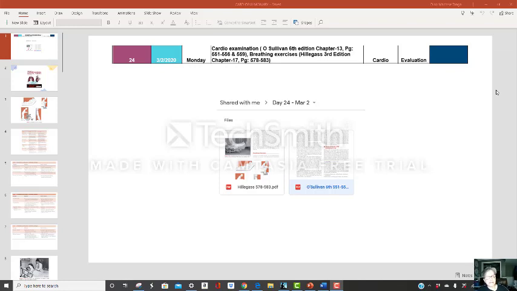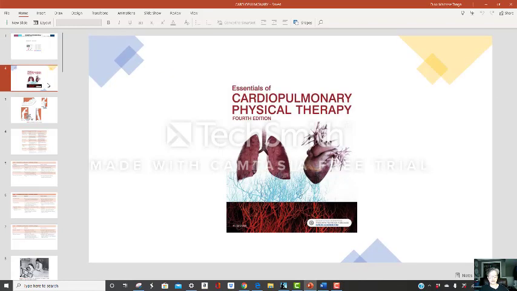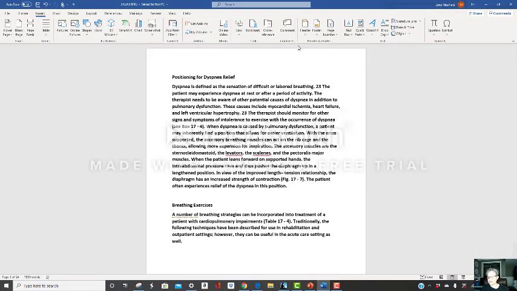Okay, this recording is for March 2nd, Monday, cardio examination, a Sullivan book, and breathing exercises, Hillegass book. I'm going to start with the cardiopulmonary book, Hillegass book here. And so let's go ahead and start with the reading.